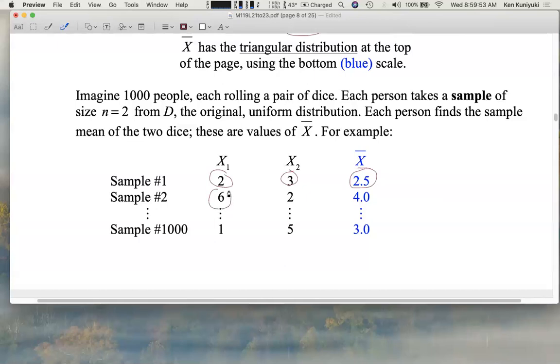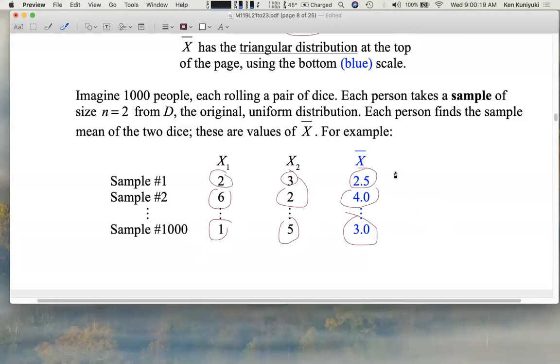Student number 2 gives us sample number 2. Let's say a 6 on red and a 2 on green. That means that that student's average was 4.0. And so forth. We go through all the students. It may take some time, or maybe they're all doing it simultaneously and they're entering data on their iPhones. But student number 1,000, let's say, gets a 1 on red, a 5 on green. That student's average is 3.0.